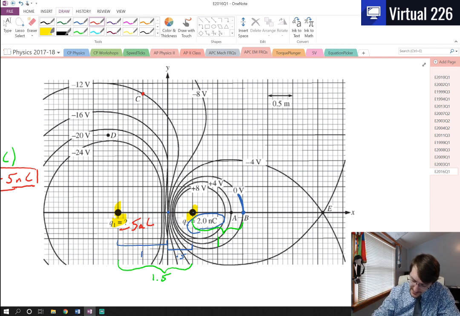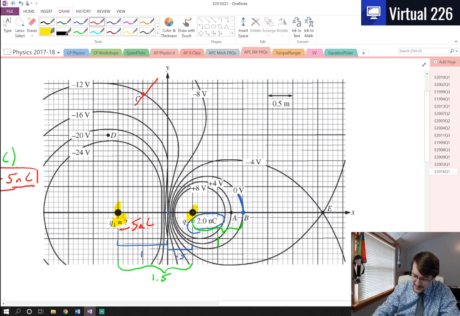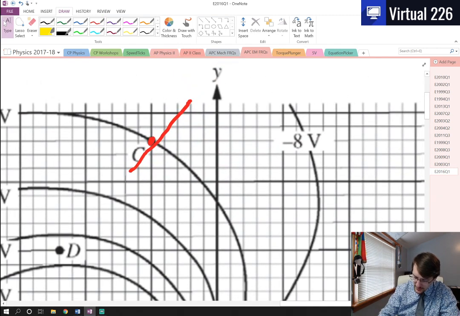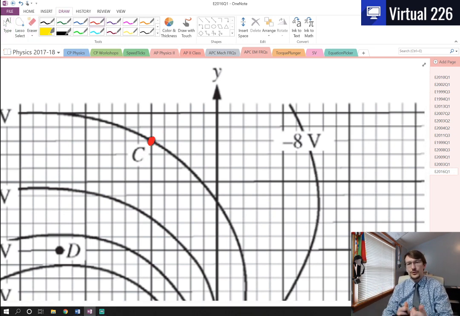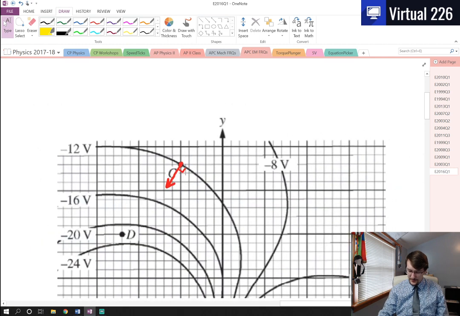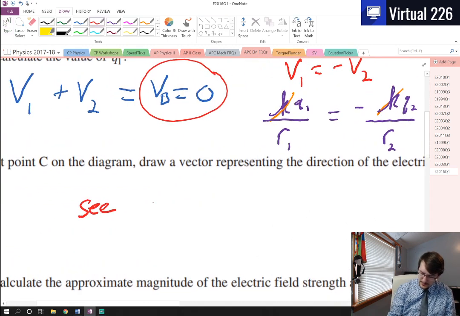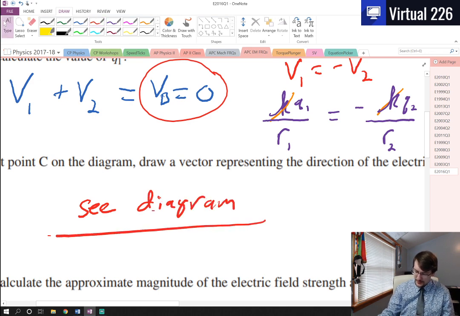So our line has to be perpendicular at point C like this, but we only want it to be going closer to that point. So we want it to be like this. This will show that it's perpendicular and we're going towards the more negative end of things. So that's part B. And we'll just put here a C diagram for the AP reader.